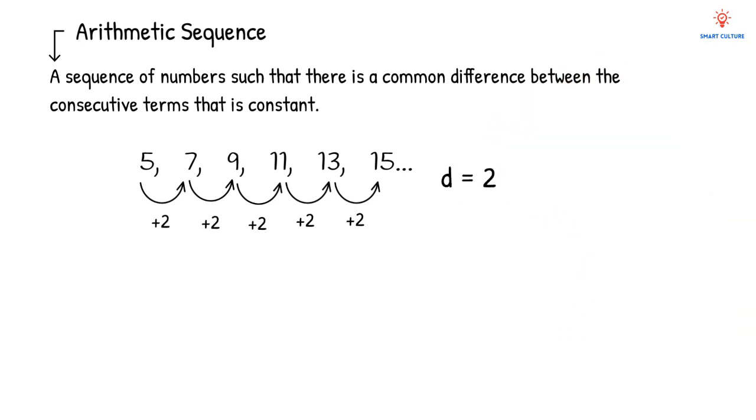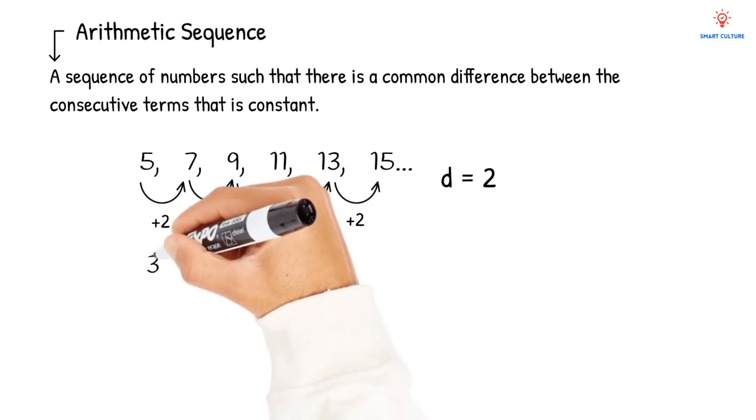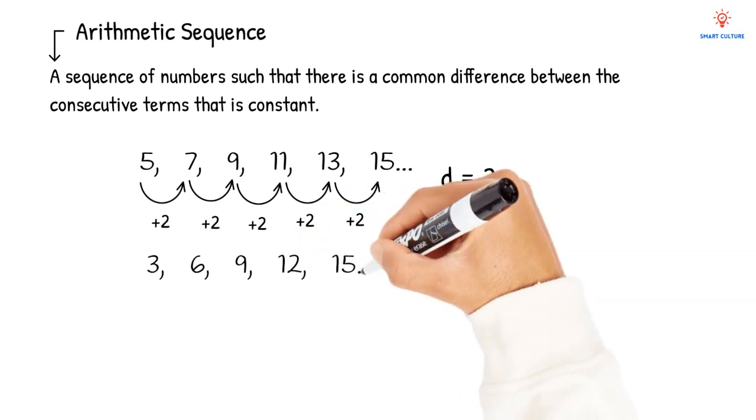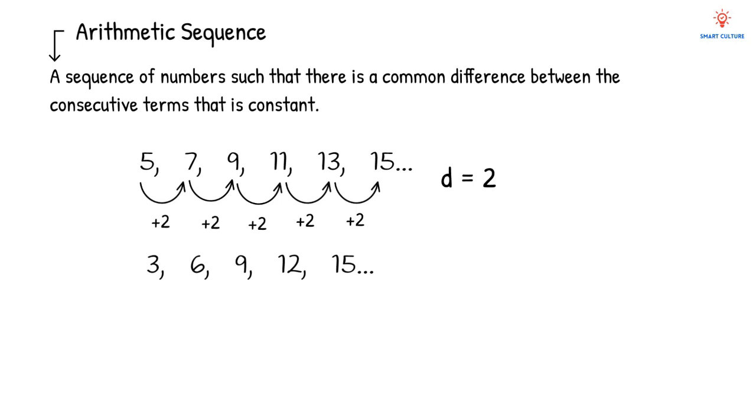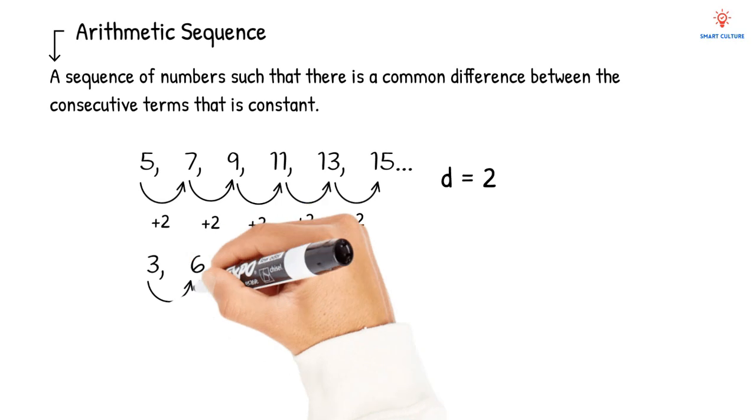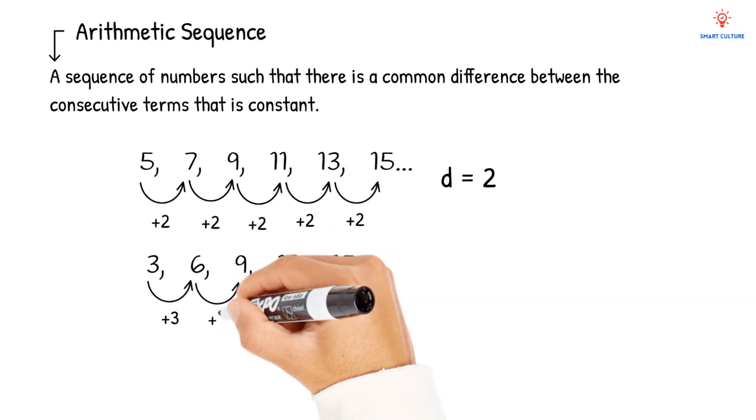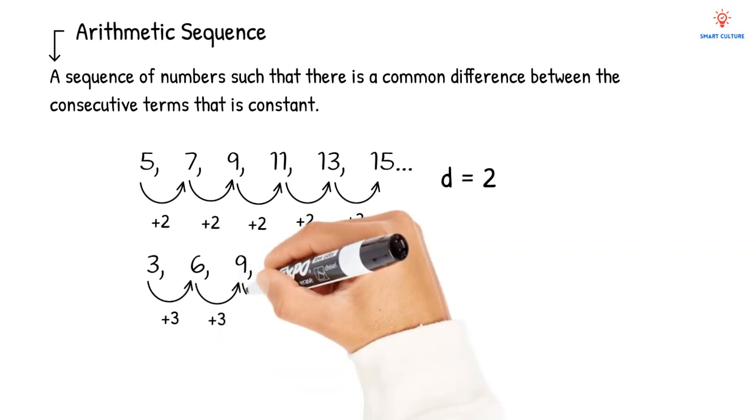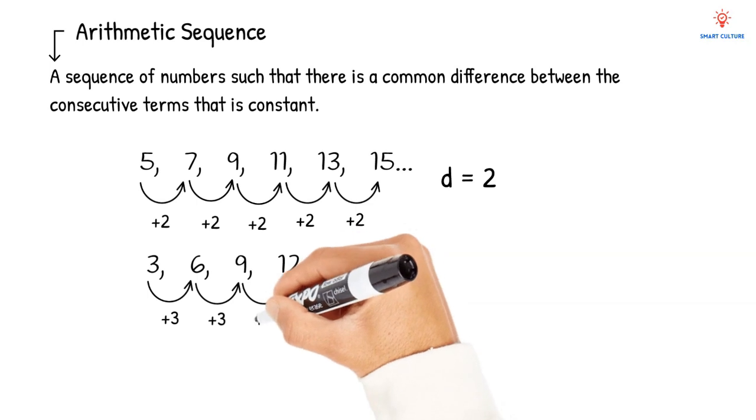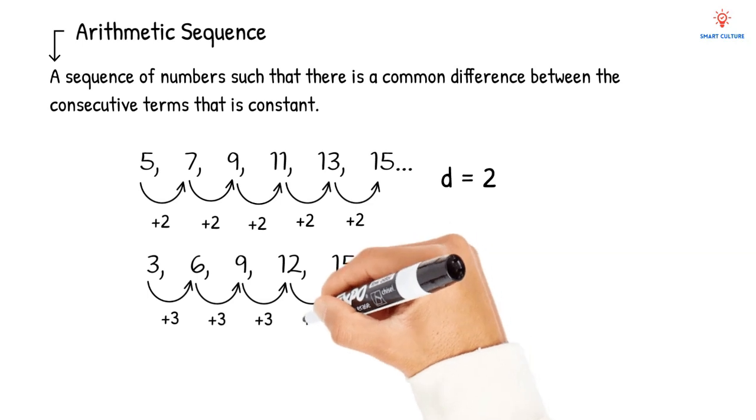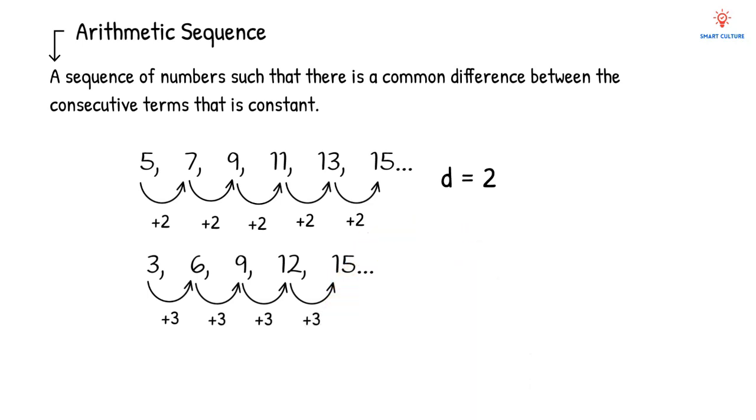Let's take a look at this example. We have a sequence 3, 6, 9, 12, and 15. So what do you think is the common difference here? Well, let's see. The difference between 3 and 6 is equal to positive 3. The difference between 6 and 9 is equal to positive 3. The difference between 9 and 12 is equal to positive 3. And the difference between 12 and 15 is also equal to positive 3. So d, the common difference in this case, is equal to 3.